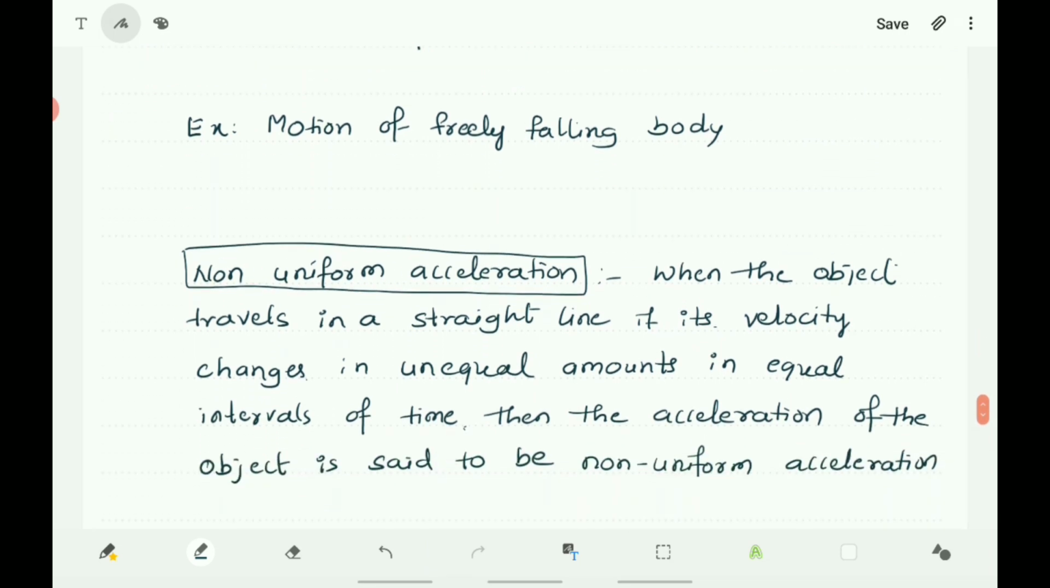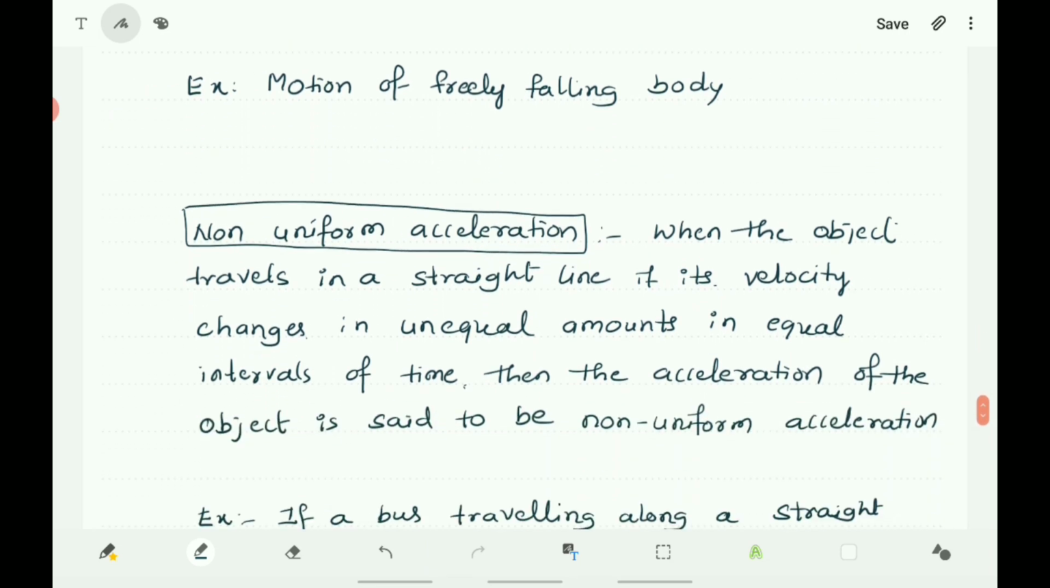And non-uniform acceleration. When the object travels in a straight line, if its velocity changes by unequal amounts in equal intervals of time, then the acceleration of the object is said to be non-uniform acceleration.